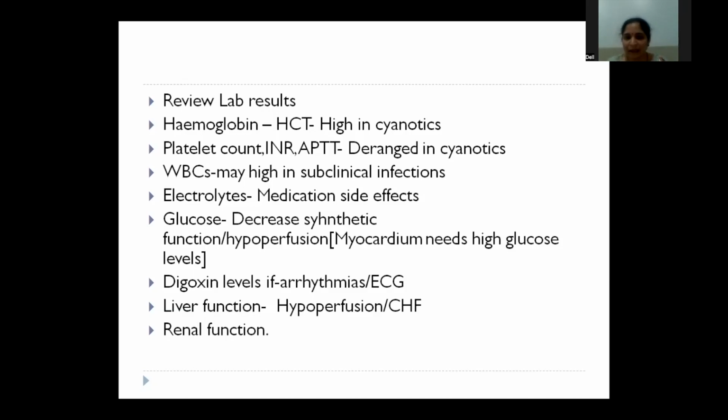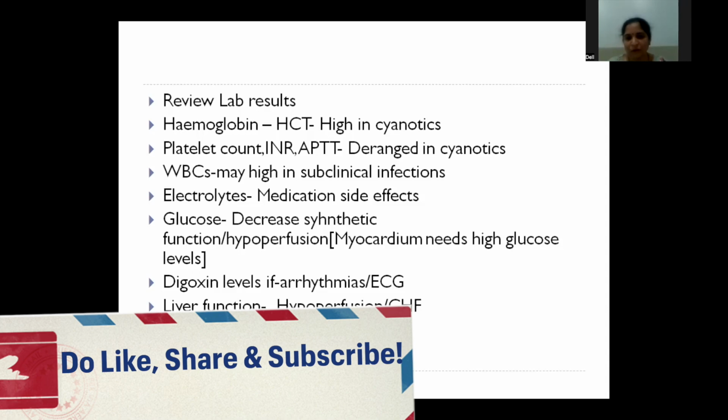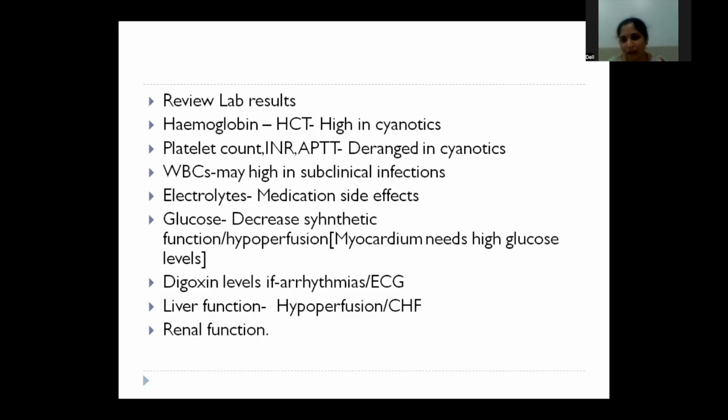Electrolyte derangements can be there if they are on medications like diuretics. Glucose level should be checked and kept above 100. Sometimes they have hypoglycemia because they have decreased synthetic function, the capacity is less, and in case of hypoperfusion, they are not able to produce glucose. VSD patients are sometimes on digoxin, so we have to see the digoxin level if indicated. Liver and renal functions should be checked.